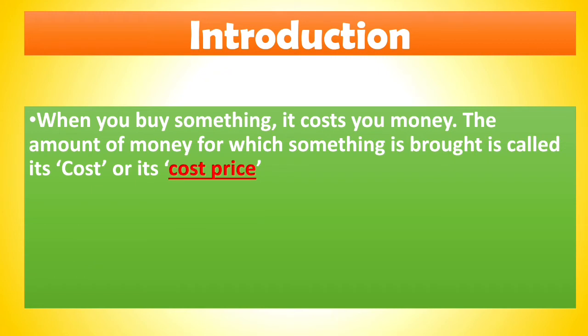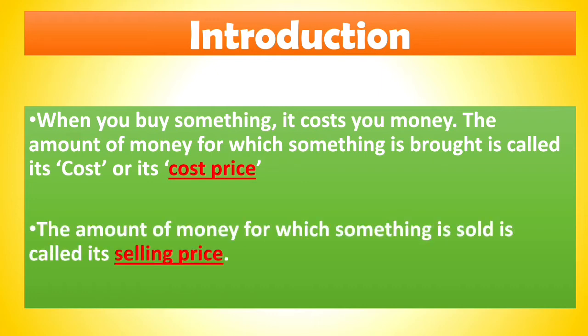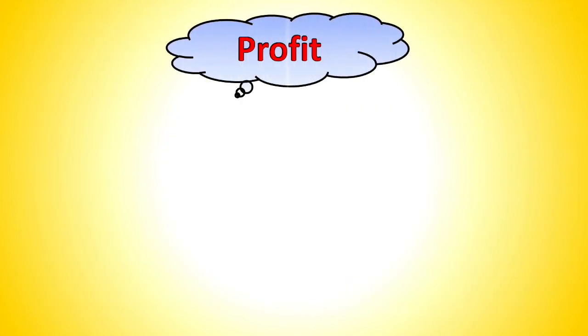The amount of money for which something is bought is called its cost or its cost price. For example, you go to a shop and purchase something and you pay for it, then it is called the cost price of that particular thing. The amount of money for which something is sold is called its selling price. For example, you have sold something to someone and you get the money for it, it's called selling price.